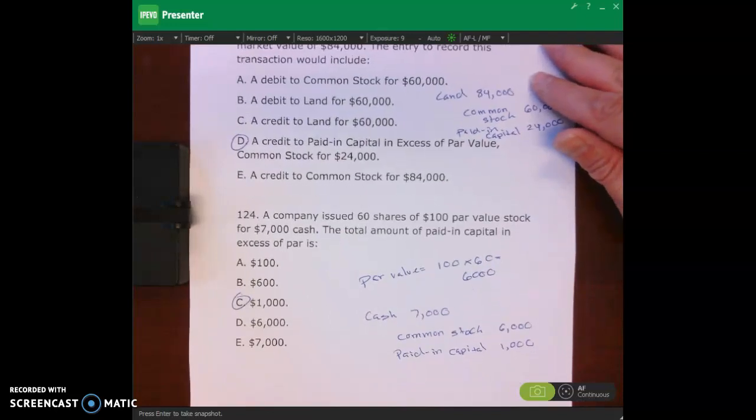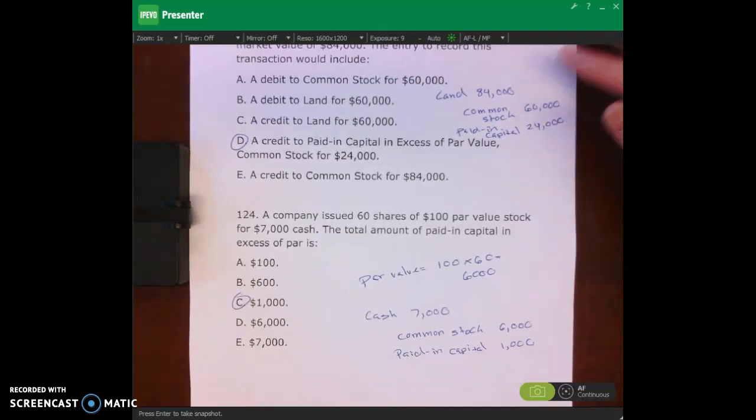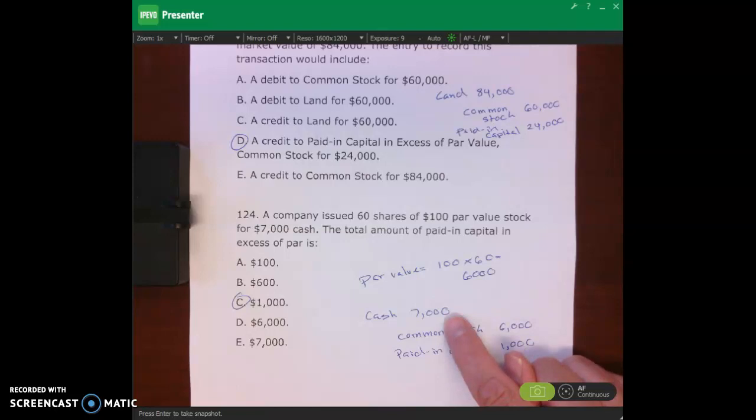And then finally, with number 124, the last one, C is the right answer. Debit to cash 7,000, credit common stock for the 60 times the 106,000, and then credit to paid in capital for 1,000. C is the right answer.